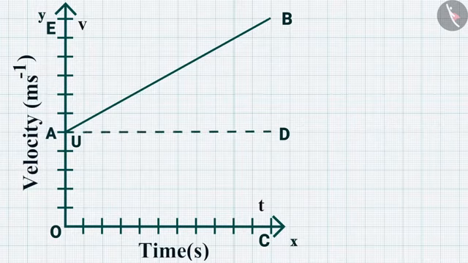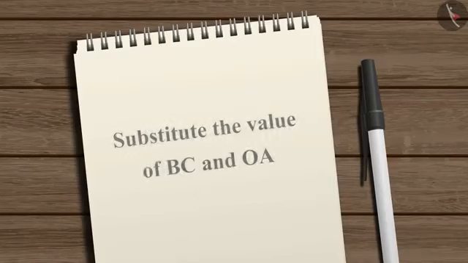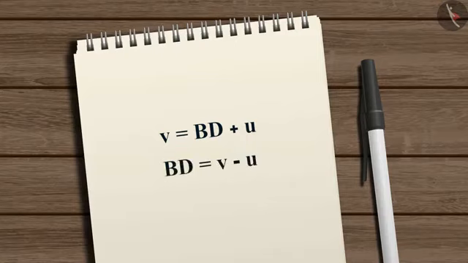We can see from the graph BC is equal to BD plus DC, which is equal to BD plus OA. Now, we can substitute the values of BC and OA in the previous equation to get v is equal to BD plus u. BD is equal to v minus u.